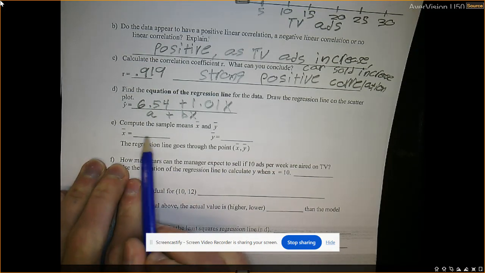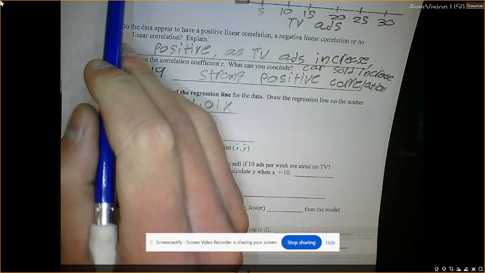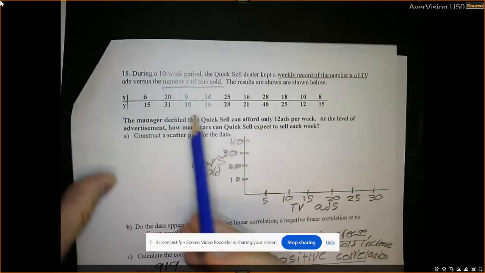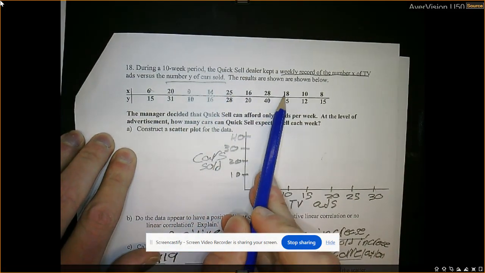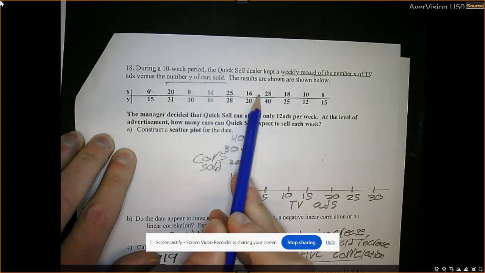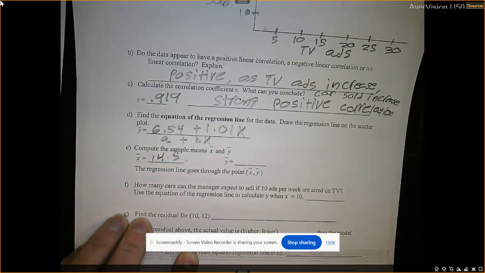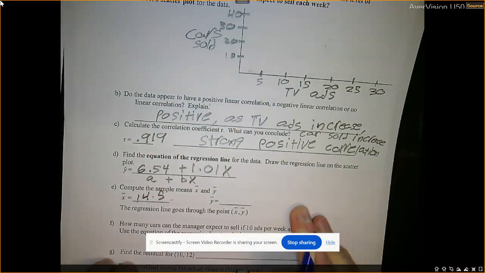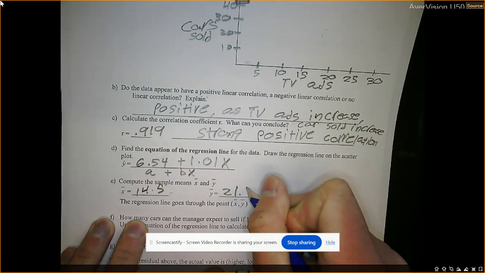Okay, compute the sample means. To do that, I'm adding all of my x values up and dividing by however many there are. So 6 plus 20 plus 0 plus 14 plus 25 plus 16 plus 28 plus 18 plus 10 plus 8, dividing by 10 because there's 10 of them, and you should get 14.5. Do the same thing for your y's. Add up your y's, divide by 10, and you should get 21.2.